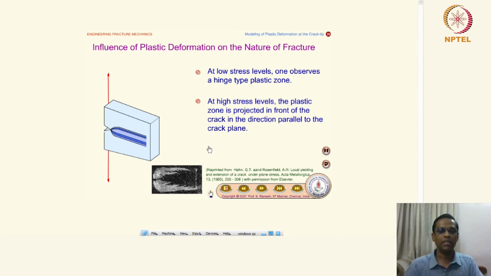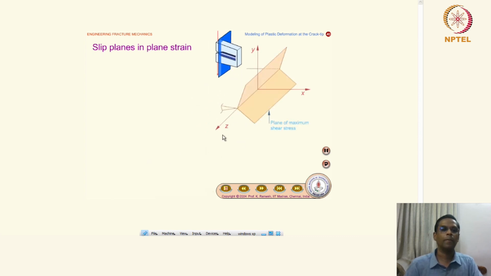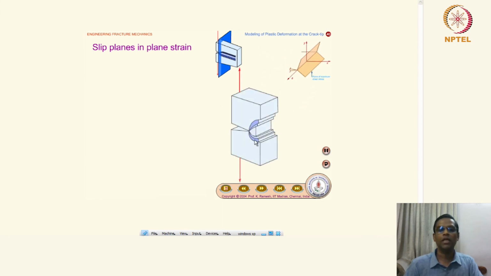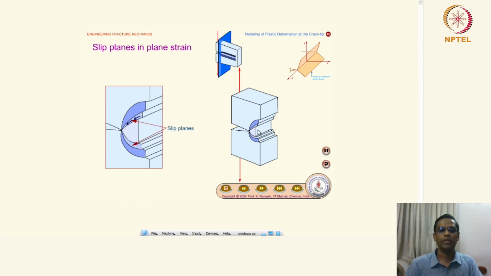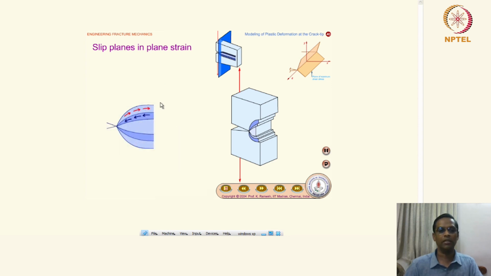So we will now get the details of how we can understand this. Slip plane in the plane strain, you can see that it is the plane of maximum shear, and then the crack tip region is shown here. How does the slip take place? The slip takes place like this. Each region is sliding over each other. In that process, the crack extends by tearing. So that is what is shown here in the schematic.